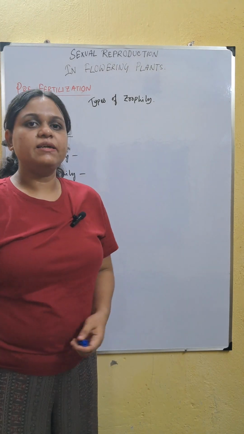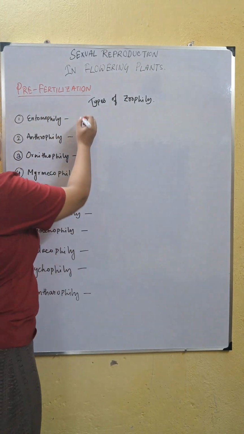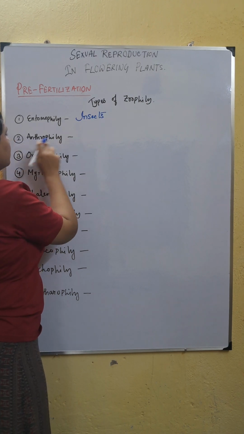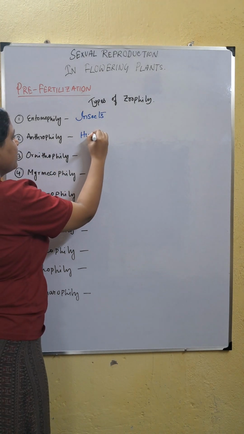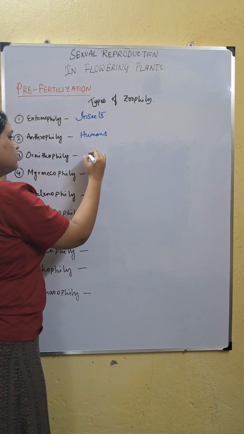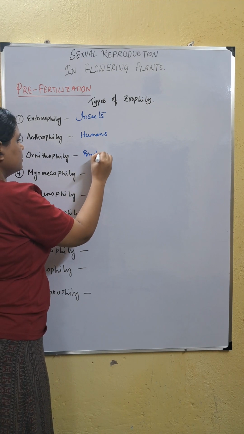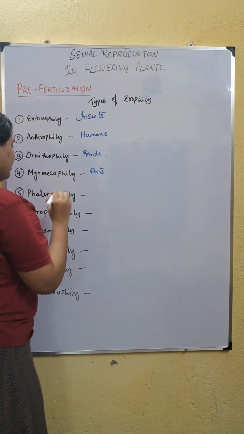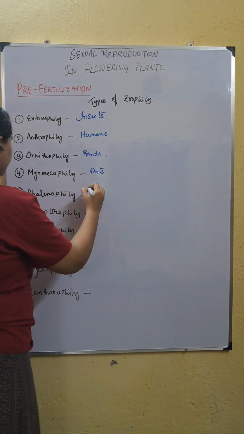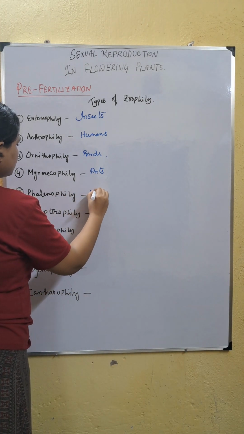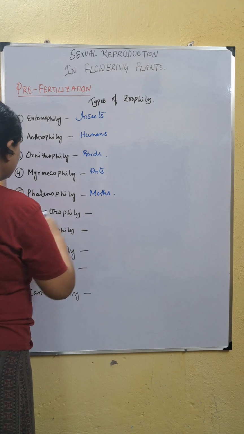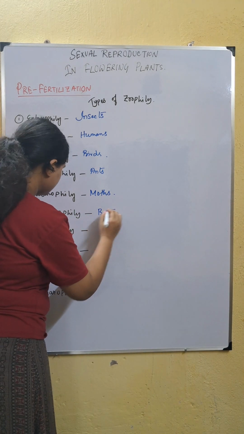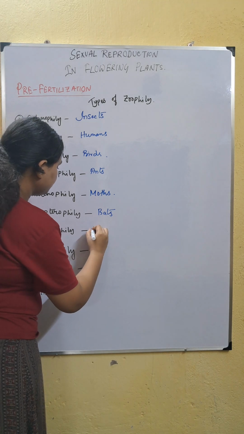Now, entomophily is the pollination by insects. Anthrophily is the pollination by humans. Ornithophily is the pollination by birds. Myrmecophily is the pollination by ants. Phalaenophily is the pollination by moths. Chiropterophily is the pollination by bats. Hymenophily is the pollination by bees.